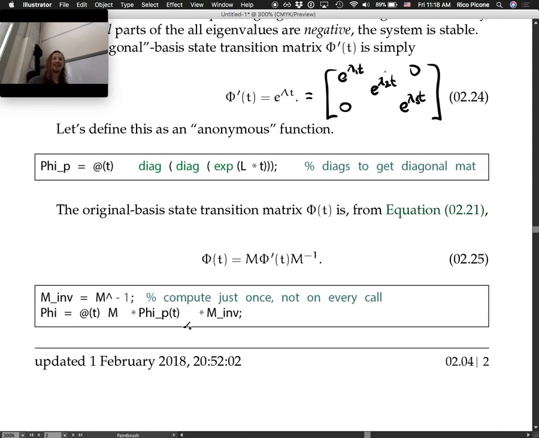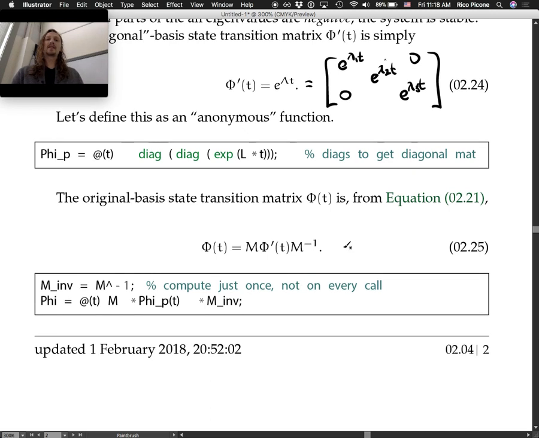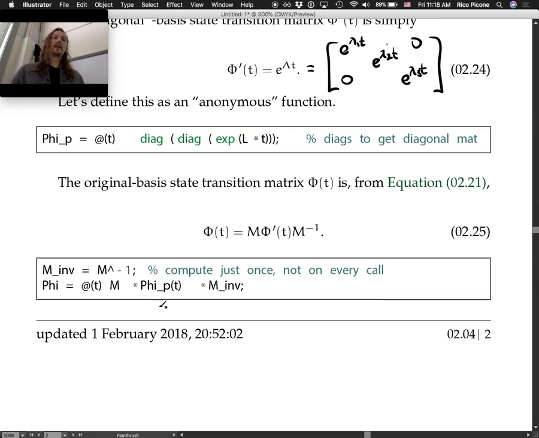Okay, the original basis state transition matrix phi is what we want, right? So phi prime is great, but what we really want is phi. But last lecture, we derived this really nice expression for phi in terms of phi prime and the modal matrix M. And so we define a function where we do that conversion for any value of time.